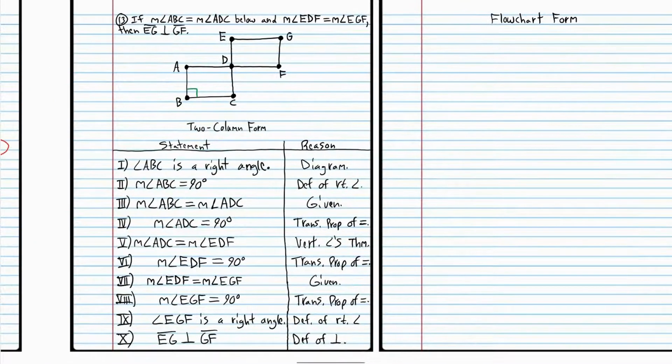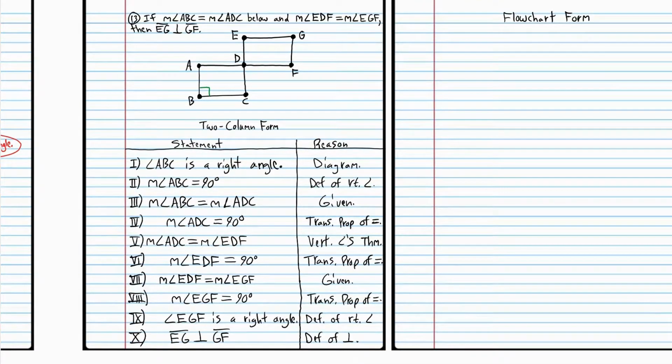It's long, but it's not really that difficult. So if the measure of ABC is equal to the measure of ADC, and if the measure of EDF is equal to the measure of EGF, then segment EG must be perpendicular to segment GF. So we have to show that this angle is a right angle, and somehow we're going to use this information. We see that that's a right angle, and keep in mind that it doesn't say that in the actual if-then statement up here. You have to look in the diagram to see that this is a right angle.